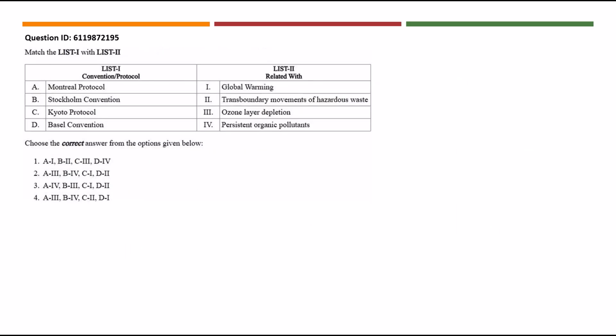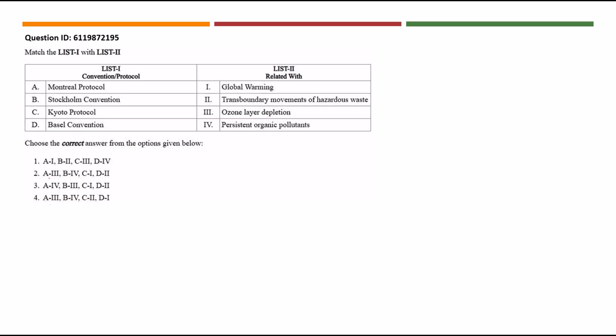Next question. Match the list 1 with list 2. List 1 has the convention or the protocol and the related goal is given in list 2. Montreal Protocol, Kyoto Protocol have been already covered in previous year question paper. Let's have a recall. What is Montreal Protocol? It's related with ozone layer depletion. A will be mapping to 3.